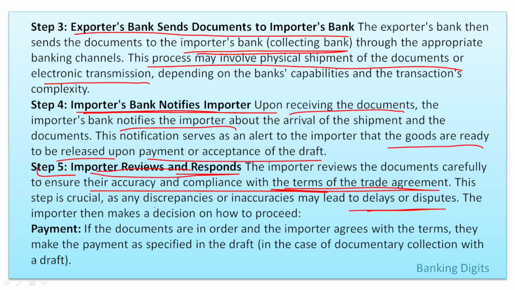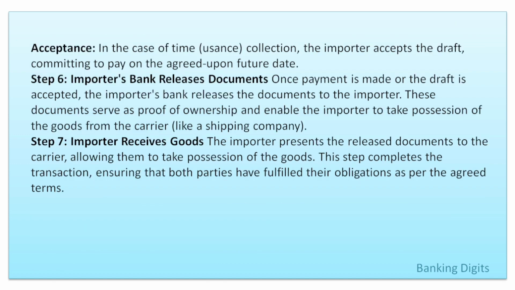There are two ways. First is by payment. If the documents are in order and the importer agrees with the terms, they make the payment as specified in the draft. In case of documentary collection with the draft, next, the second way is by acceptance. In case of time or usance collection, the importer accepts the draft, committing to pay on the agreed upon future date.